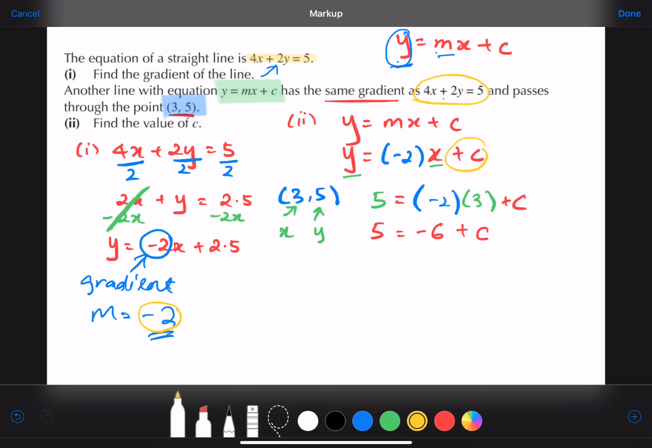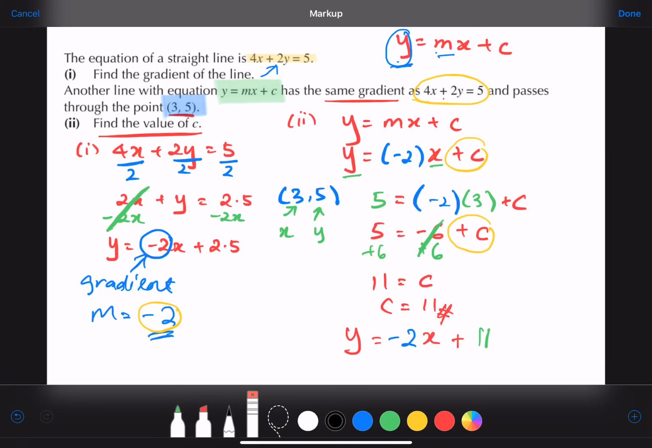And similarly, remember, we want to make c the subject because we want to find out the value of c. What we're going to do is get rid of the minus 6 here by balancing. So plus 6 plus 6. So 5 plus 6 will give me 11. And this is the c value. So they asked us to find the value of c, so actually, this is our answer. But if we were to write out the full equation again, we will write it as y equals negative 2x plus 11. This is the gradient, and this is the y-intercept, which is the c value.